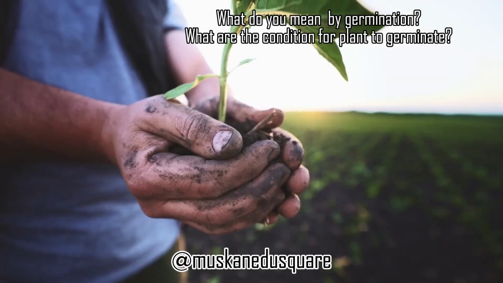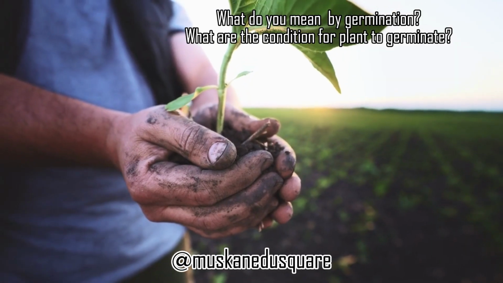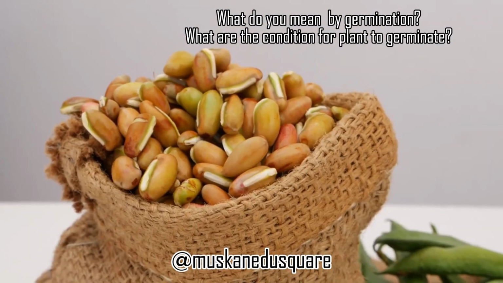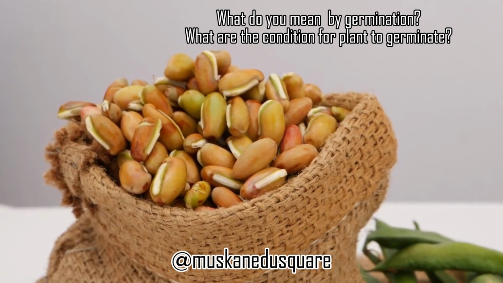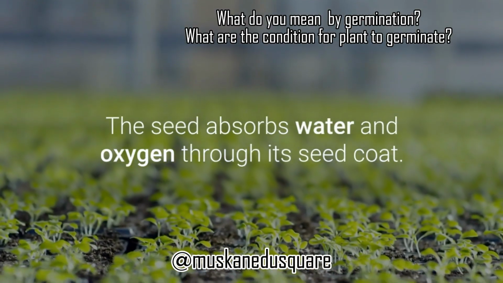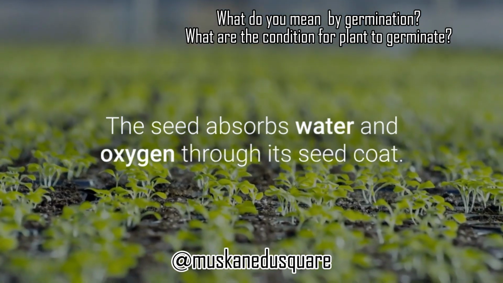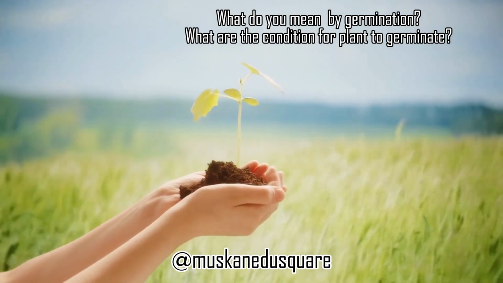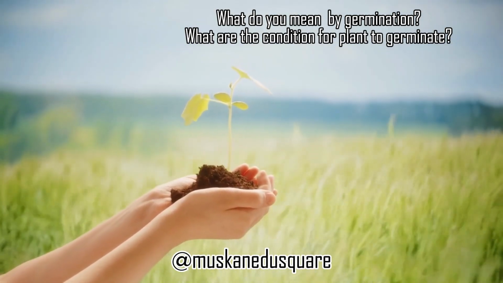What is germination? It's the process where a seed grows into a seedling. During germination, a seed transforms into a young plant. This process begins when the seed absorbs water and oxygen through its seed coat. The seed then starts to grow and develop into a seedling.